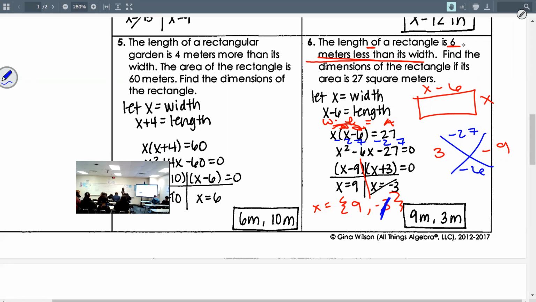So now we know x is 9. So one of the dimensions is the 9 meters. The other one would be x minus 6. So 9 minus 6, which is 3. So that's how they get the answer. Questions? All right, so I think that's enough area for today. Let's look at the back side, which is projectile motion.